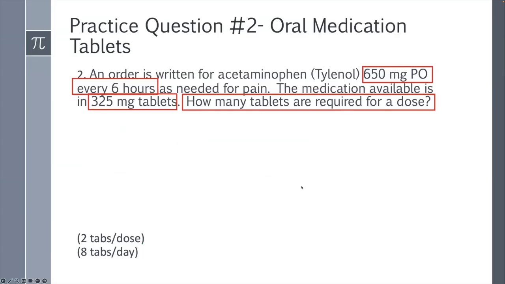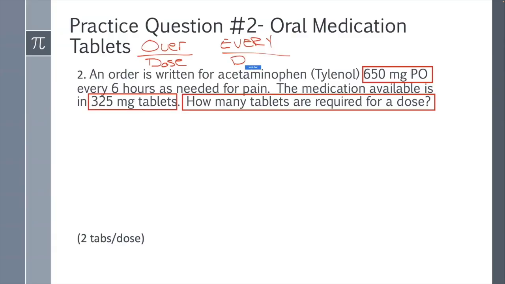So, another question you're going to have is, Coach, why didn't we use this every 6 hours up here? This one. Yeah, blinking. Why didn't we use that every 6 hours? I want you to write this at the top of your page as well. Over is for dose. Every is for day. So my saying is overdose every day. Overdose on love and joy and compassion and all the good stuff, right? Gratitude. So overdose every day.